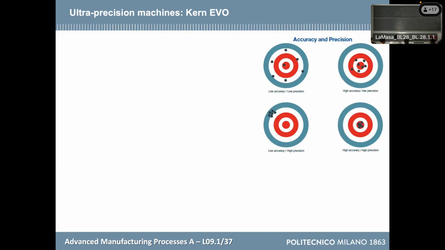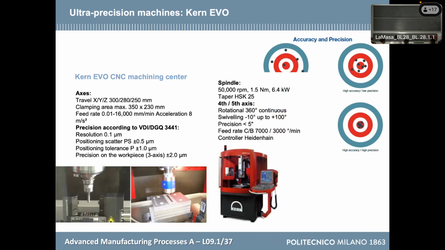Then let's see some examples. We have two machining centers. This is one. And look at the precision on the workpiece, plus minus 2 microns, which is good. I always say that the machine is able to do that, but then if I select the wrong tool holder, the wrong tool, the wrong parameters, I will never arrive there. So you don't have to think that you push on the green button and you obtain that precision. The machine potentially can do that. And the standards are telling me the performances.